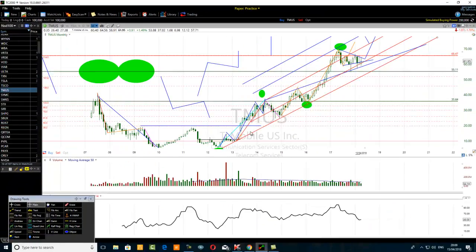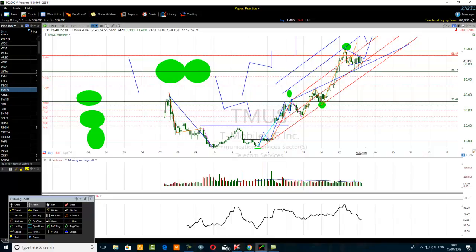T-Mobile. You use a mobile phone. Here it is, T-Mobile. So you see here, we can use a pitchfork tool. You call this one a pitchfork tool. You see the red one, the median line of the pitchfork tool.